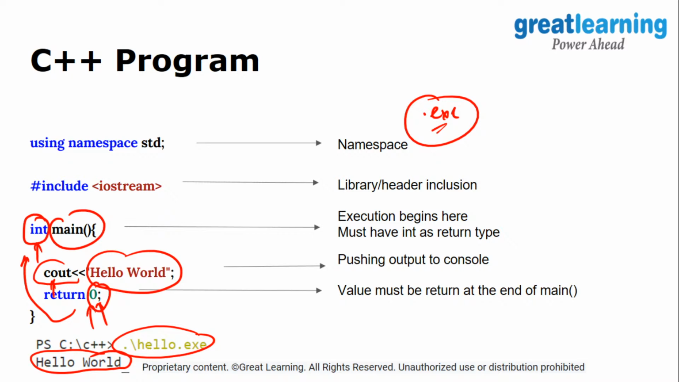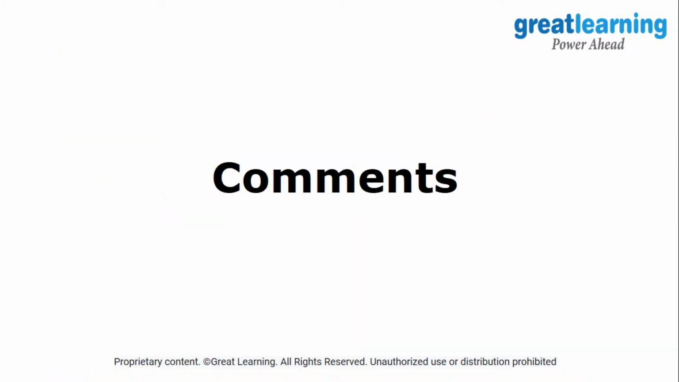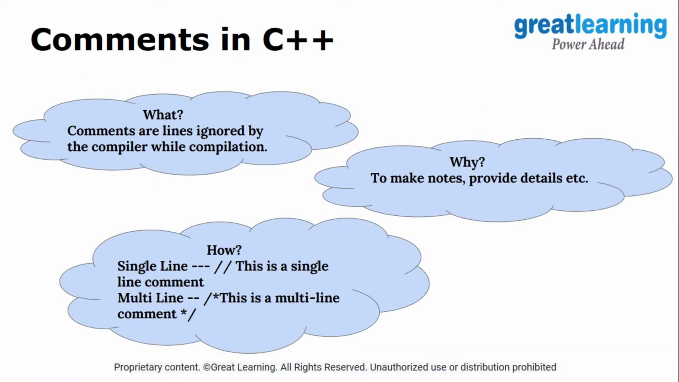So this is your first C++ program. Everything done. Now the next thing is comments. Let's talk about comments: what they are, why we need them, how they help, and how we write them. Basically, comments are lines that are ignored by the compiler.